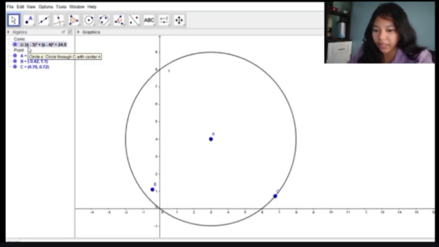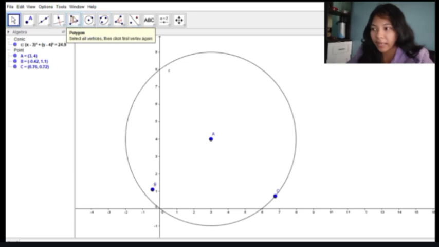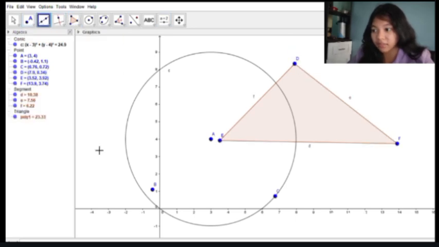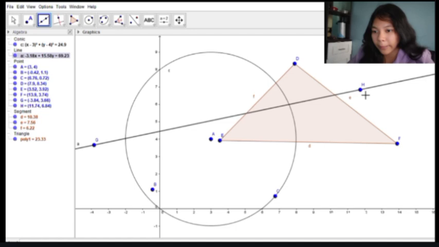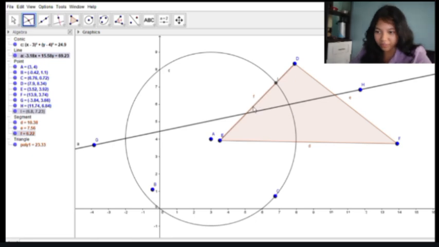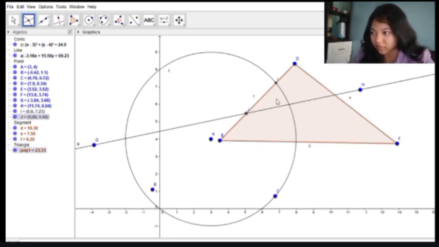We can create a polygon, a line, and also we can find their intersection, the intersection of the circle, polygon, and the line. We can also find the center of a circle. See, it is K.